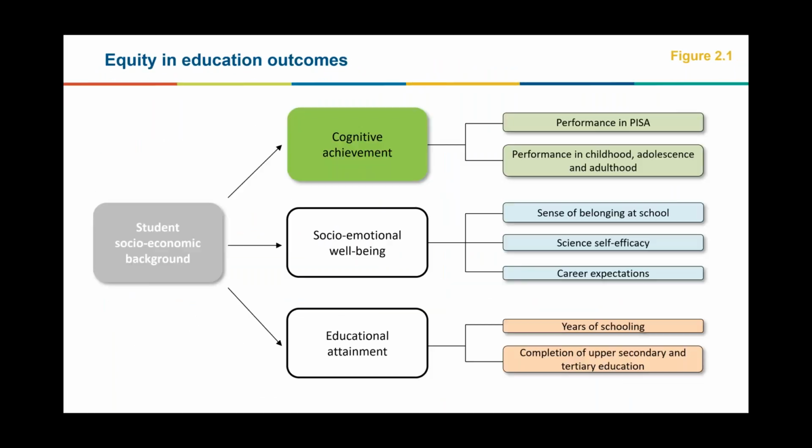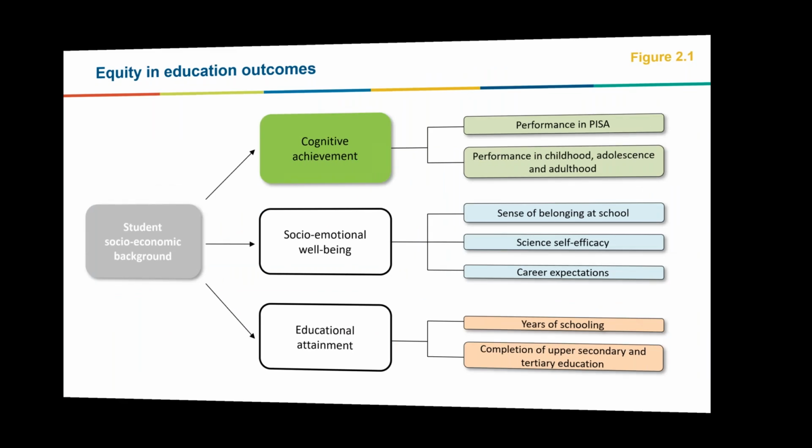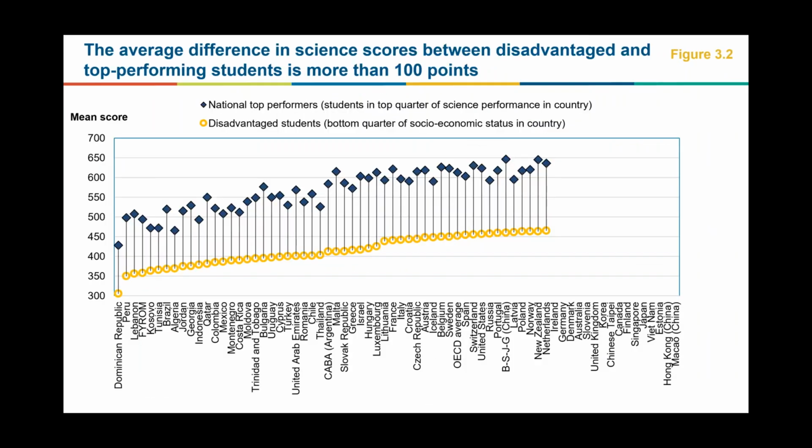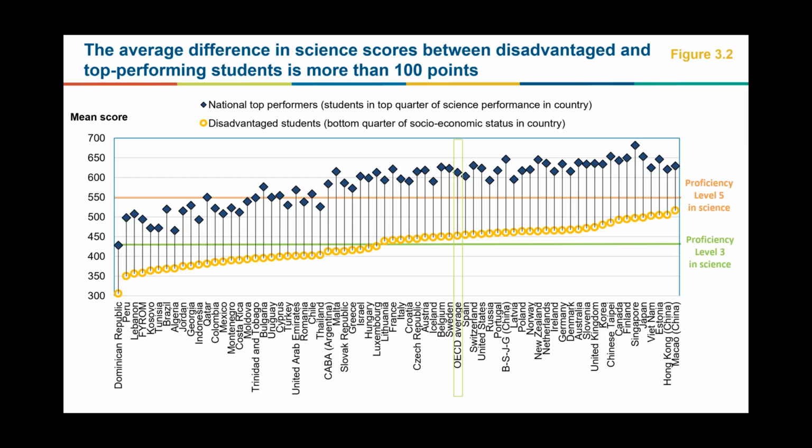Let's move on from educational attainment, years of completion, the quantity of education, to the quality of education, cognitive achievement. And what you can see here is that the average difference in science scores between disadvantaged and top-performing students is very, very large in many countries. Basically, the blue dot shows you the students who do best in a country, and the yellow dot shows you the performance of students from the bottom quarter on the socio-economic scale that we have here. You can see in virtually every country, the gap is very, very large, sometimes the equivalent of many school years.